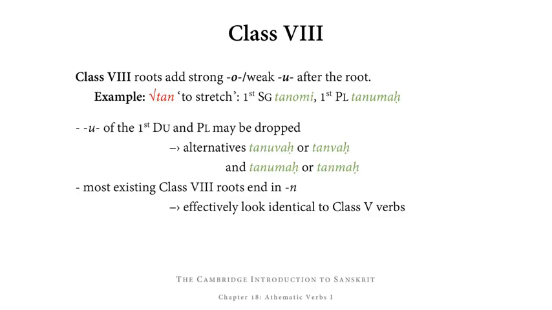Just like in class 5 verbs, the u at the end of the first dual and first plural stem may be dropped, so there are alternative forms tanu wach and tanwach, and tanumach and tanmach. Different forms, same meaning. Most existing class 8 roots, of which there are actually not that many, end in n, and so effectively they look identical to class 5 verbs whose stems don't end in n, but they add an n plus an o in the strong forms and an u in the weak forms.